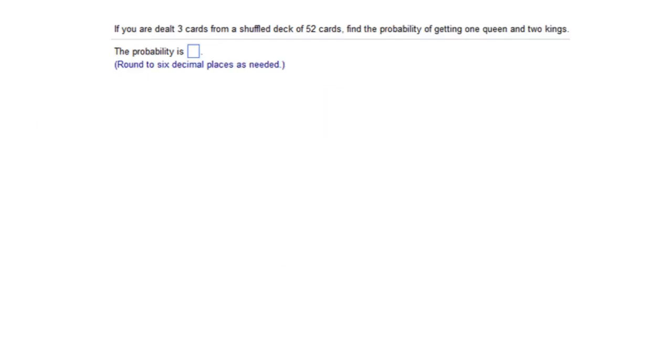Okay, our next problem is another card problem. It says, if you are dealt three cards from a shuffled deck of 52 cards, find the probability of getting one queen and two kings. All right, so this is what we're looking for: the probability of one queen and two kings.